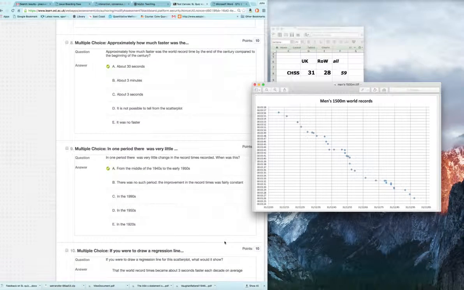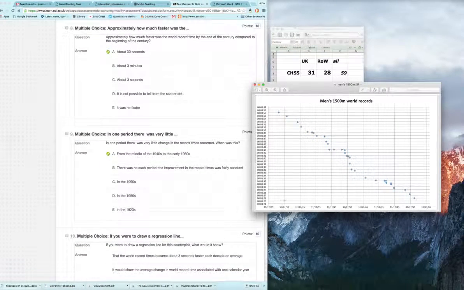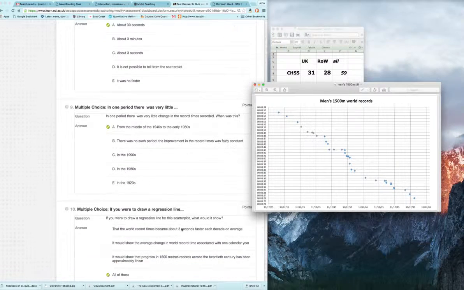In one period, there was very little change in record times recorded. When was this? Look how the graph, the line of coordinates, kind of flattens out, and it seems to correspond to about a little before the middle of the 1940s to the early 1950s.